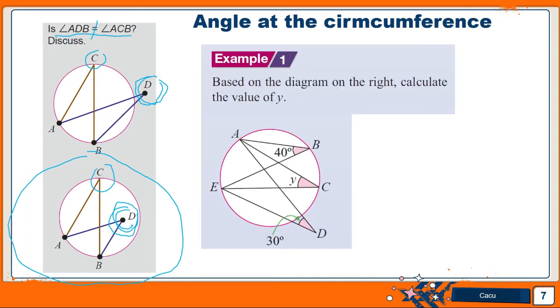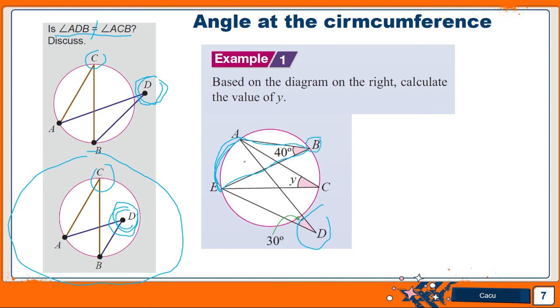Now we look at example 1 here. Based on the diagram on the right, calculate the value of y. If we look at angle ADE, this one here, it is outside the circle already, so it's not an angle at the circumference. We are not going to consider that anymore. Now we look at y here. Angle y is also called angle ACE. It is subtended from the arc AE. So from this arc here, we also have another angle subtended at the circumference, which is angle ABE.